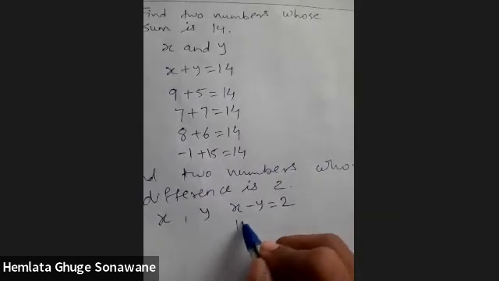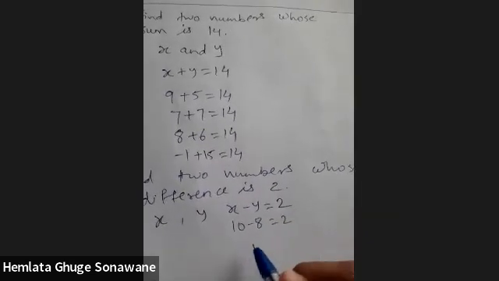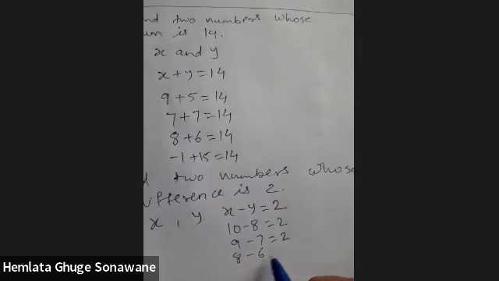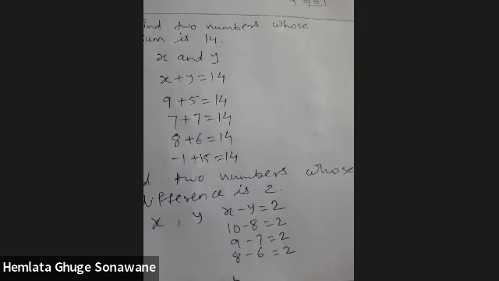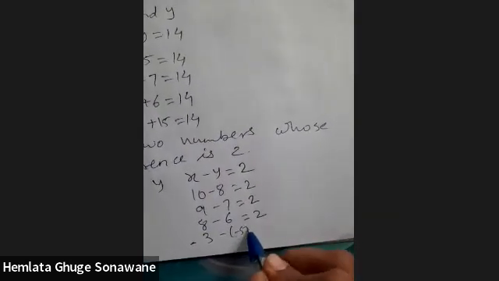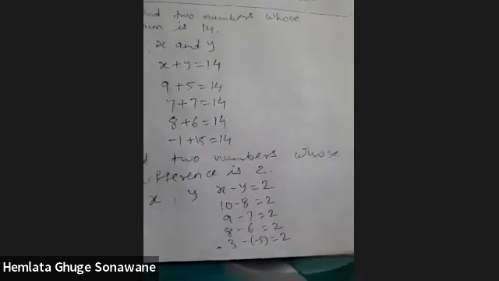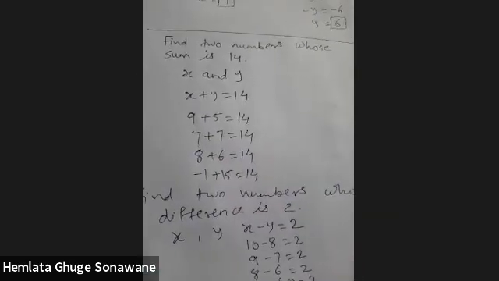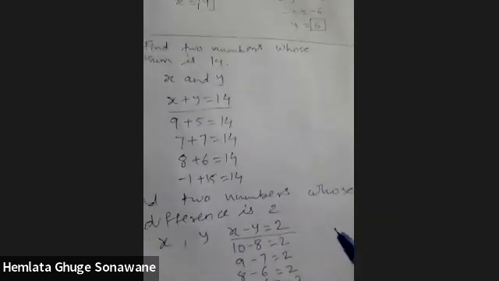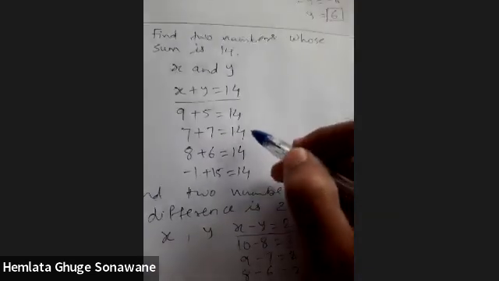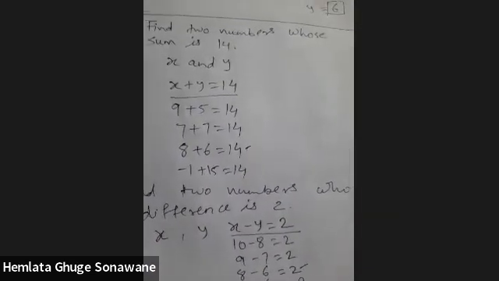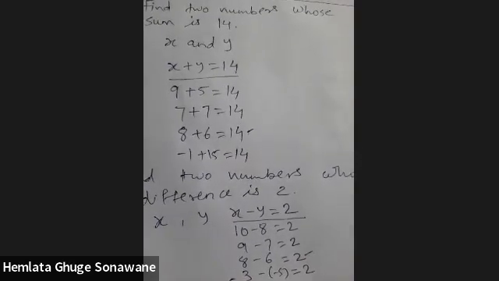For example, 10 minus 8 is 2, 9 minus 7 is equal to 2, 8 minus 6 is 2, okay, 7 minus 5 is also 2, okay. You can observe both the examples. You will find out that there are two solutions that are common for both the equations.